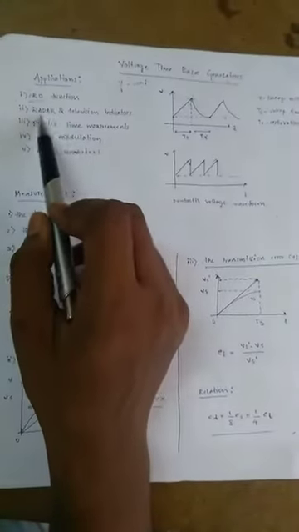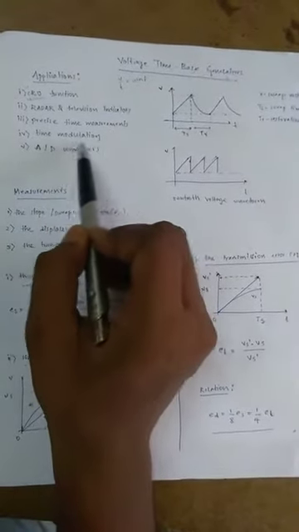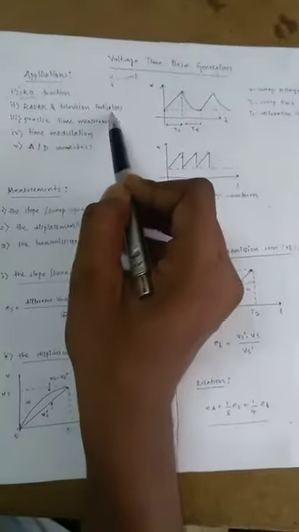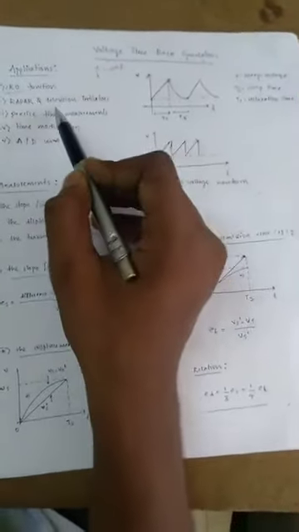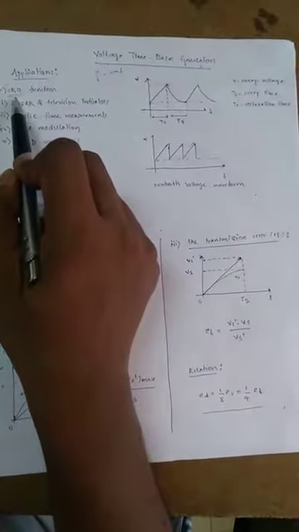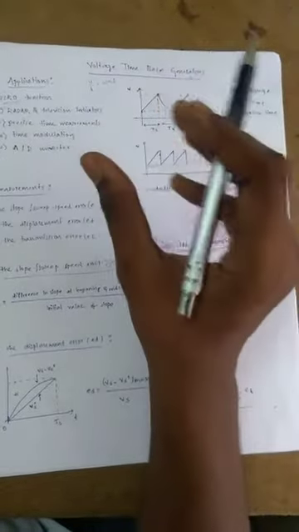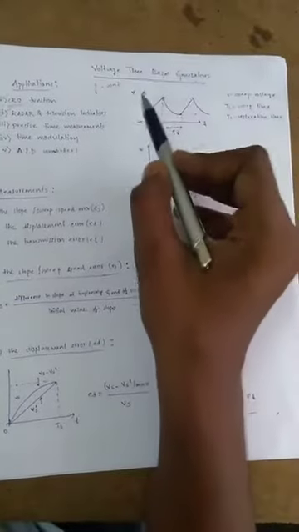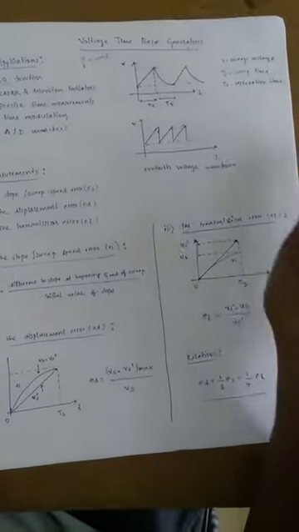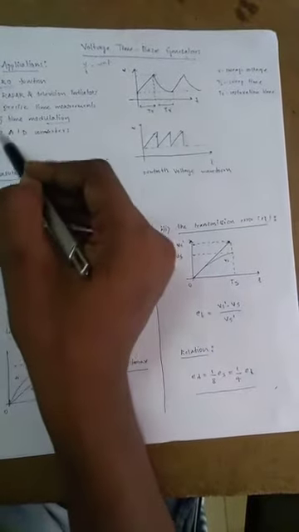CRO functioning, and other applications are radar and television indicators, precise time measurements, time modulation, and A by D converters. In televisions, we use these voltage time-base generator circuits similar to the function in a CRO, for display purposes. And for precise time measurements, as you know, every electronic measuring instrument needs precision, such that the output should not change from time to time; it should be constant with respect to time. That is the meaning of precise time measurement. And there are time modulation circuits and A by D converters.